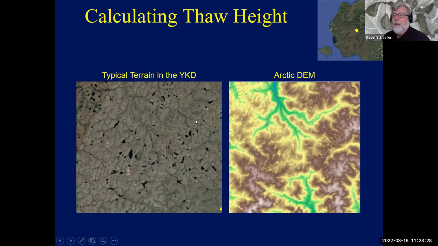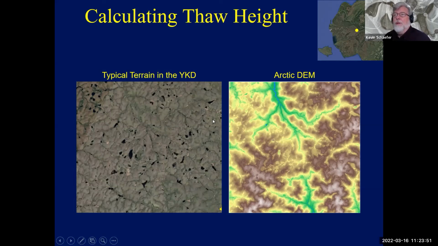Now, on the left is a typical terrain that you'd see in the YK Delta, and on the right is a digital elevation model. I didn't put in the physical scale here because I forgot, but the topography here, the difference between the lows and the highs, is no more than 4 meters or so. So it's pretty flat.